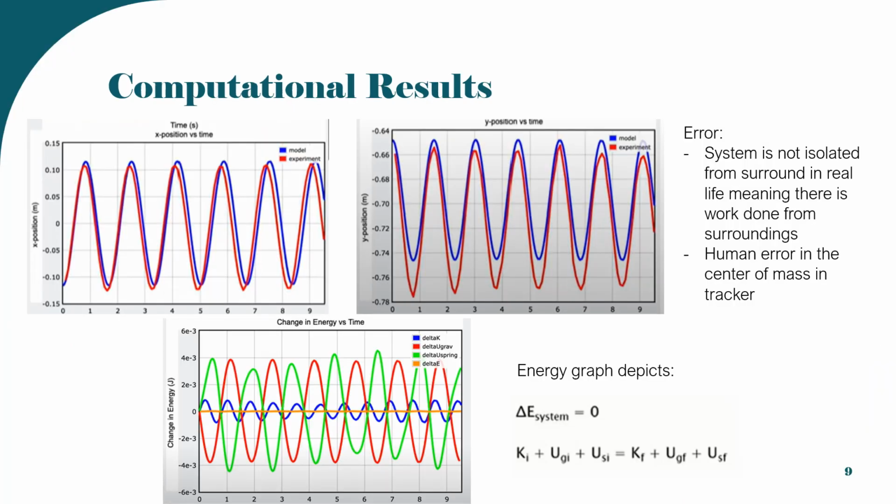So the two pictures on the first row are the computational results. There are some errors that we have involved. The system is not isolated from the surroundings, meaning that the work done from the surroundings is viewed. And also there's human error in the tracker, which could explain why they're a little bit different from each other. The bottom row depicts the energy graph that we created, and the energy of the system was 0, and so we just set the initial kinetic energy, initial gravitational, and the initial spring equal to the final values of each of those.